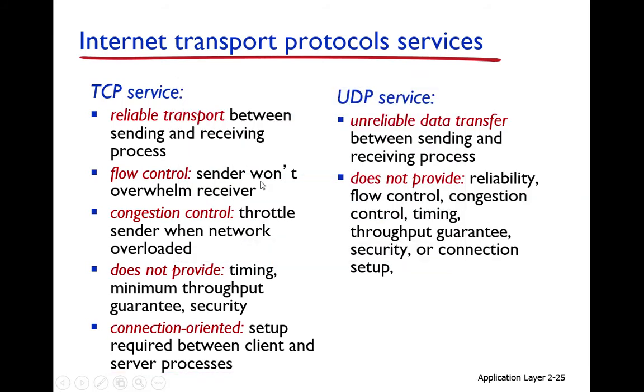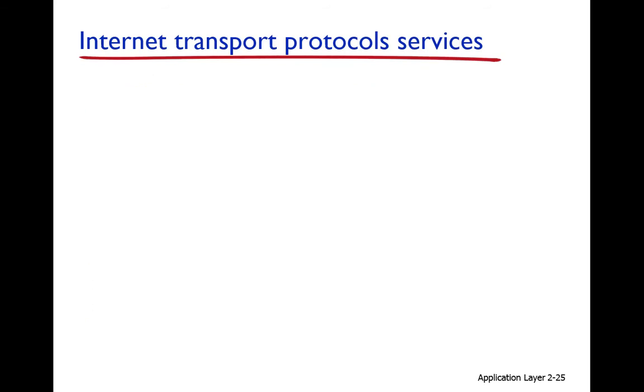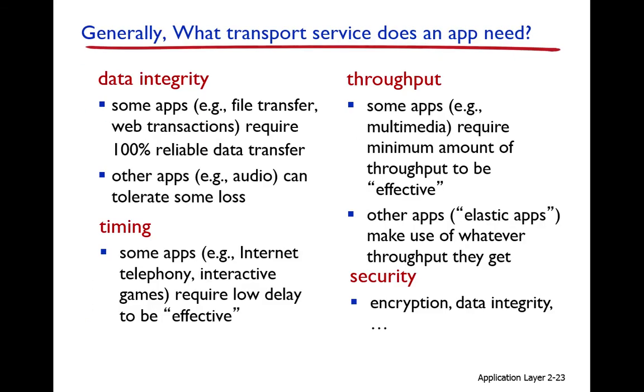Okay, so presently the requirements from the application can be these four things, but the internet, the TCP, only provides data integrity, not timing, not throughput, not security at the transport layer. And the UDP doesn't provide anything of them.